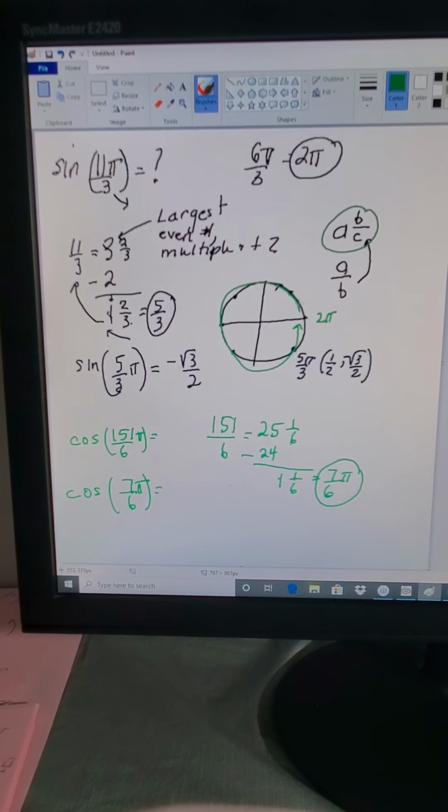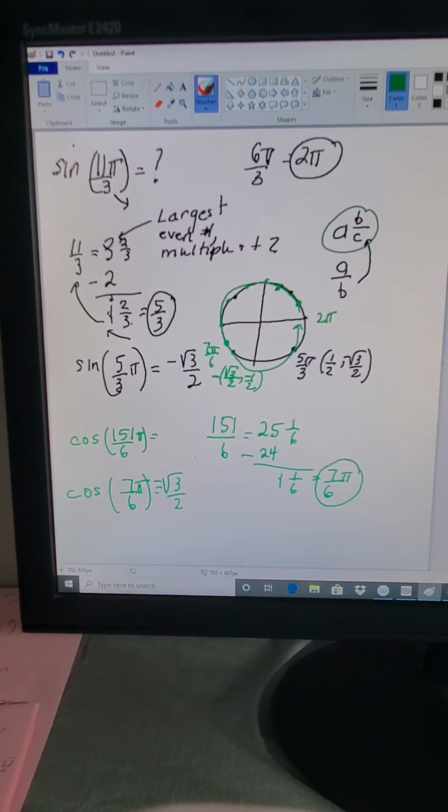So let's see where that is. 1 pi over 6 is here. 1, 2, 3, 4, 5, 6, 7. Right here. I'm assuming you've memorized the unit circle. 7 pi over 6: the 6 starts with a 3 and the 2. We went negative, negative. The cosine is negative square root of 3 over 2.